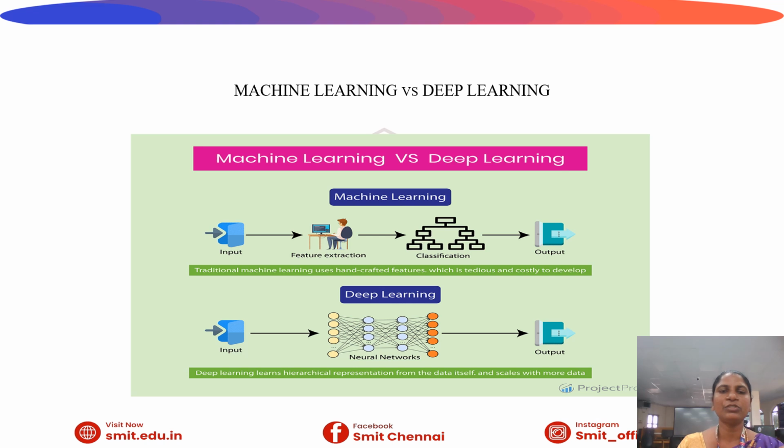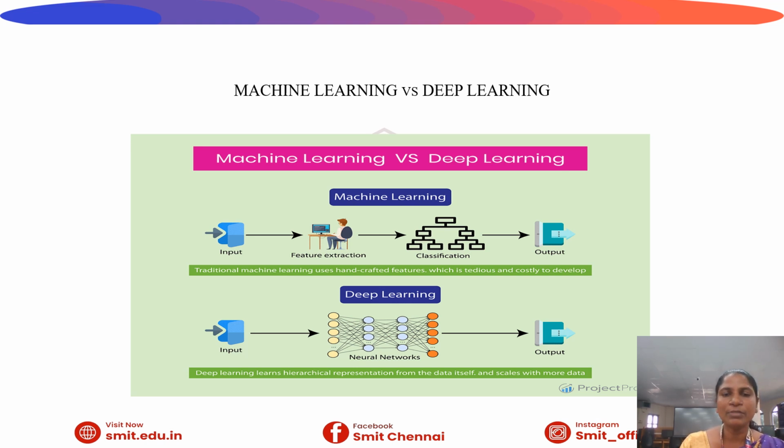In machine learning, it needs the learning engineer to identify the features, what features are there in the input. But in deep learning, the feature learning process is there, that is, the convolutional layer. Using that layer itself, it will identify what features are there in the given images. So this is the advantage we have compared to machine learning.